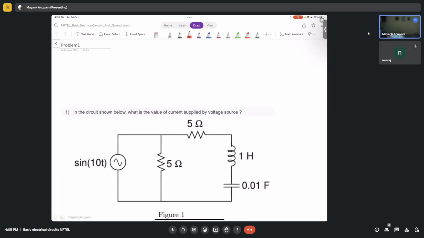So this course is Basic Electrical Circuits. It's an NPTEL course, and this time it is being hosted by Dr. Gajendranath Chaudhary, a faculty member in the Department of Electrical Engineering at IIT Hyderabad. And I am Mayank Kanupam, a tutor for this course. I hold these discussion sessions. Right now I'm doing my PhD in electrical engineering at IIT Kanpur.